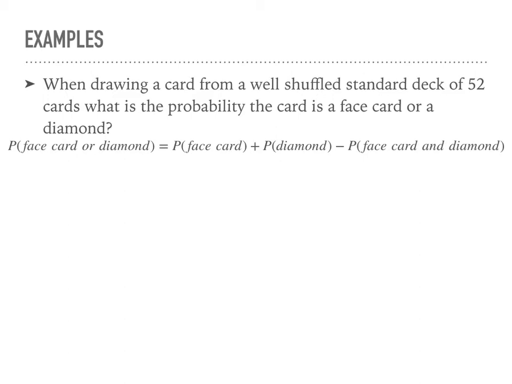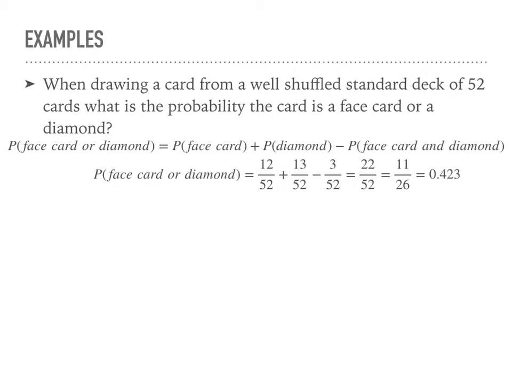So thinking about our standard deck of cards, there are 3 face cards in every suit. There are 4 suits, that means there are 12 total face cards in the deck. Then we think about how many diamonds we would have. There are 13 total diamonds in a deck of cards, 13 of every suit. And then being both a face card and a diamond, that would be the face cards that are diamonds, and there's 3 of them.